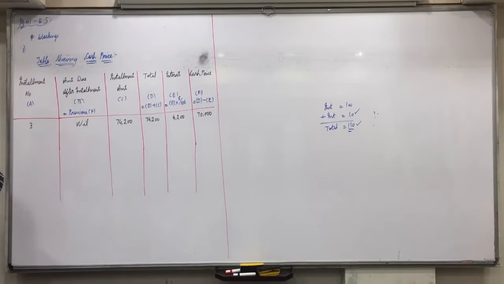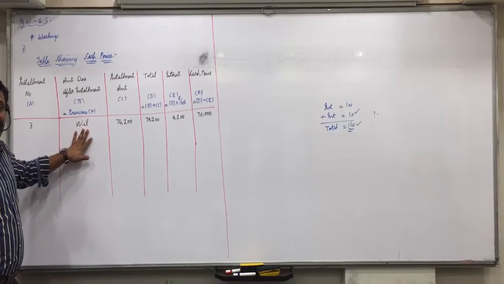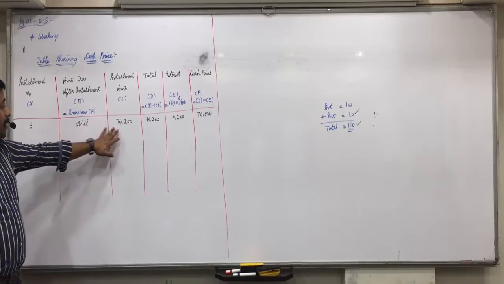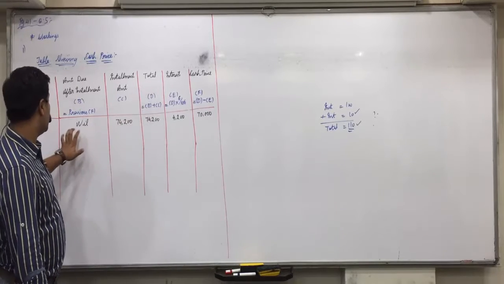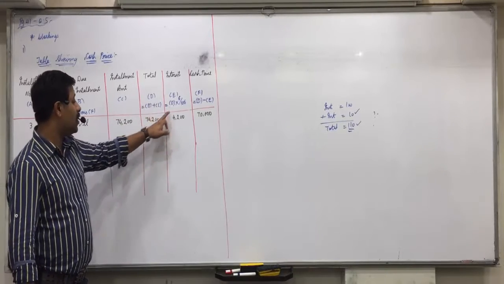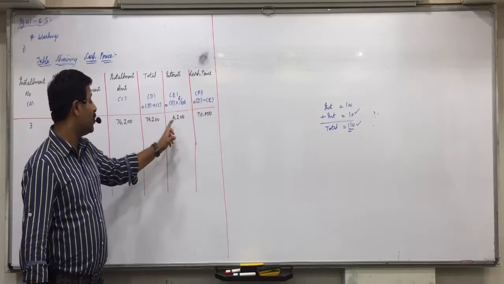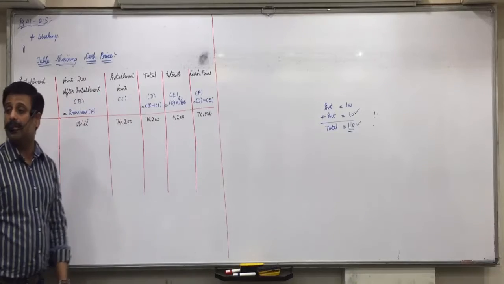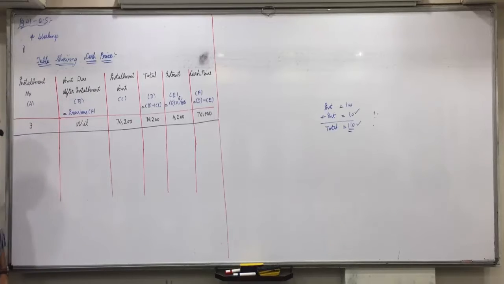Any confusion in this? All are clear with this? I repeat, we will start with the last installment and go reverse. Amount due after last installment will be nil. Installment of third is 74,200. Total of B plus C will be 74,200. Then D, that is 74,200 into 6 upon 106, is 4,200. And then D minus E, so 74,200 minus 4,200 is 70,000. Any confusions on this? Make a line after that.